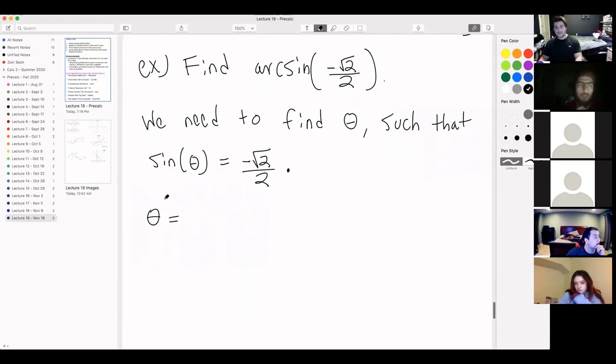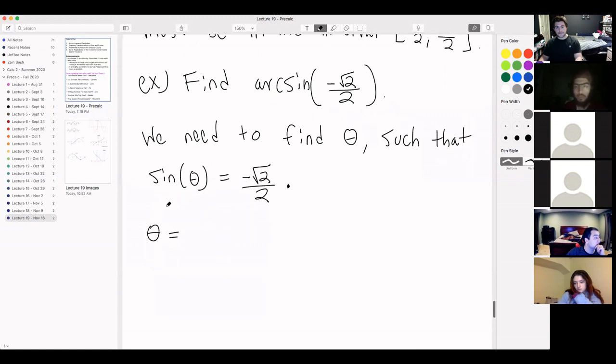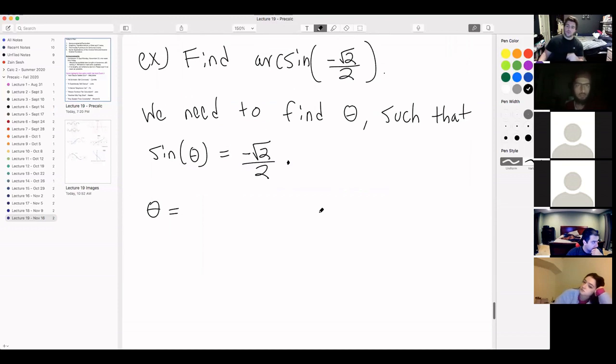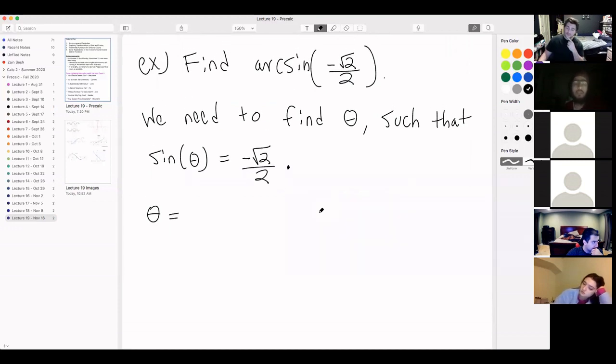But isn't that the input though? I mean, you plug that value in to get it? Yeah, it's the input of the arcsine function. But since it's the inverse, you need to ask yourself, sine of what will give me negative square root of 2 over 2? The input will give you that angle. Yes, exactly. It's the angle that produces negative root 2 over 2.